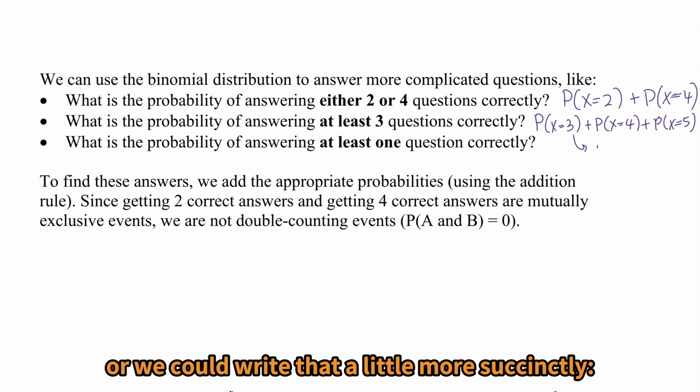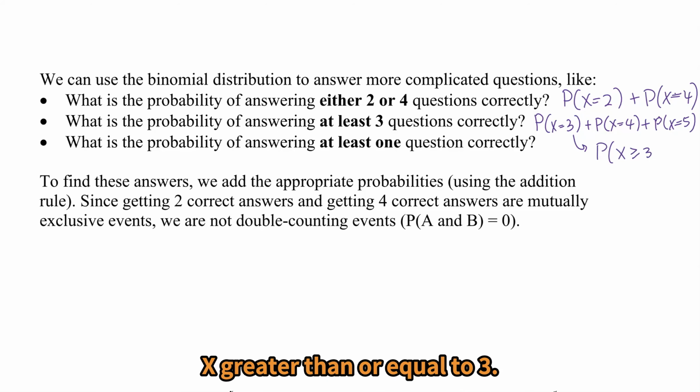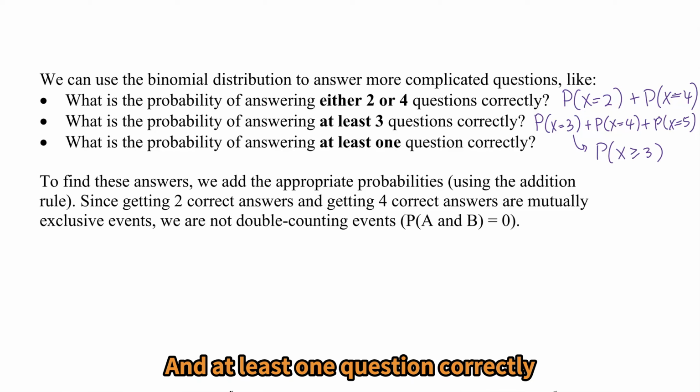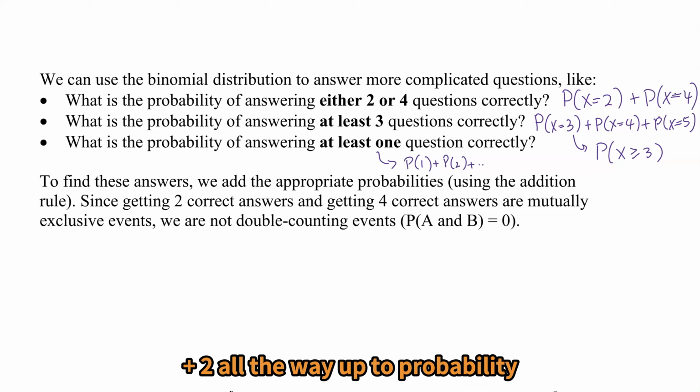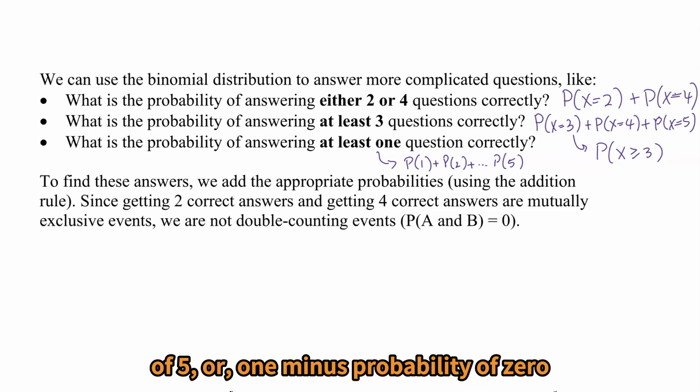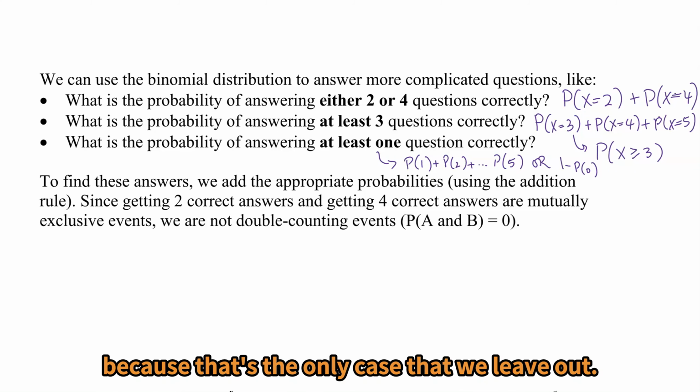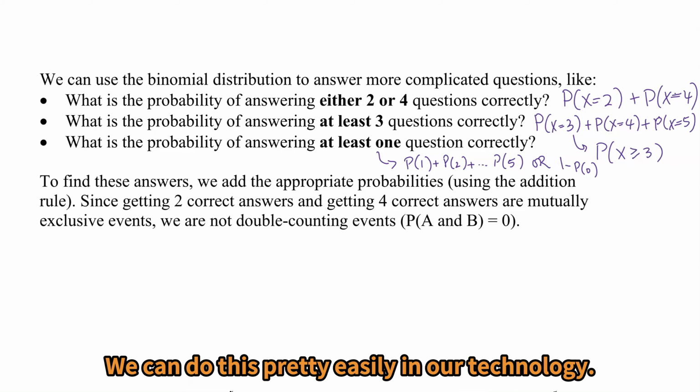Or we could write that a little more succinctly, x greater than or equal to 3. And at least 1 question correctly, this would be probability of 1 plus 2, all the way up to probability of 5. Or 1 minus probability of 0, because that's the only case that we leave out. We can do this pretty easily in our technology.